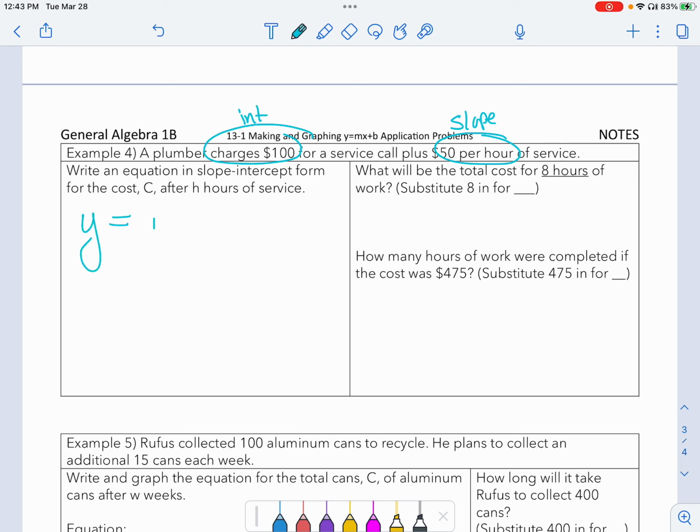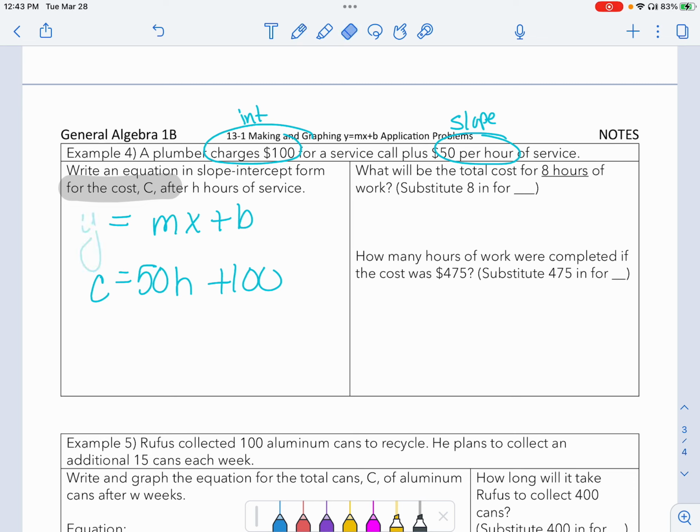So if we're going into y equals mx plus b for our formula, we know that we have an initial fee of 100 and $50 every time. So whenever it says 50 per, 50 every, that's your slope. Now they want us to do the total cost as the variable c. So let's get rid of y and change it into a c, and h for hours of service instead of x.